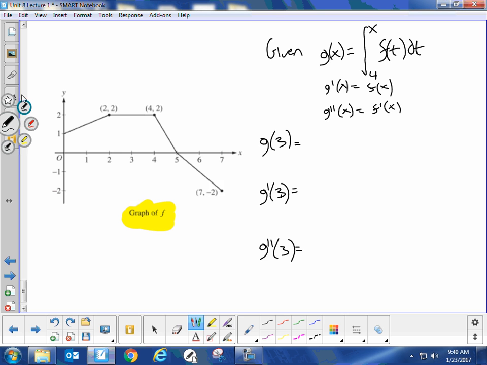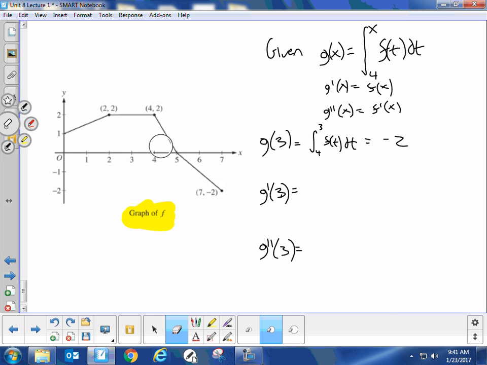It's nothing too tough. G of 3, area from 4 to 3. Well, we should get that. Okay, that's going to be -2 because we're going from right to left instead of left to right. That's 2, but make it the opposite. Okay, now G prime of 3. Well, I don't have information about G. I'm told that G is the integral from 4 to x. It's the accumulated area under f. But I'm told what f is. Well, equate G prime of 3 to something about f. G prime of 3 is the same as f of 3. F of 3 is the function value for 3, which is 2.